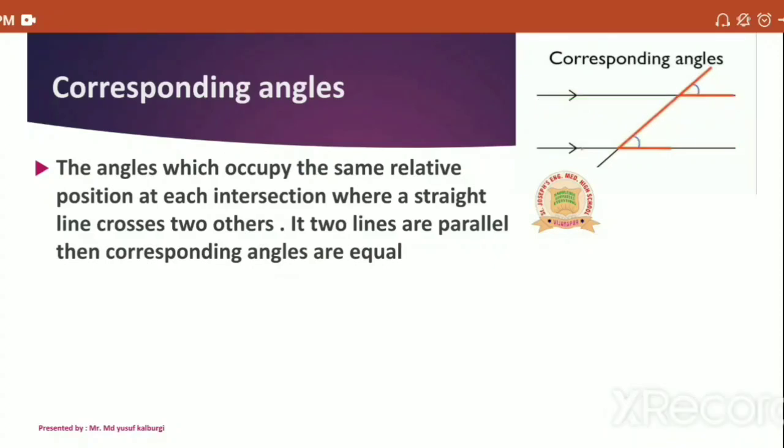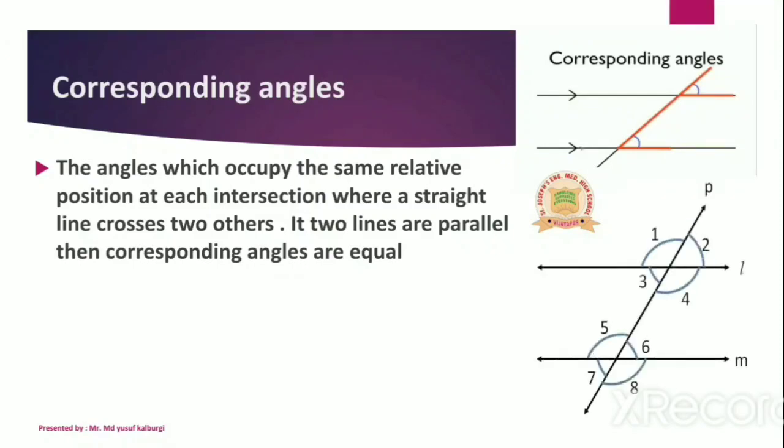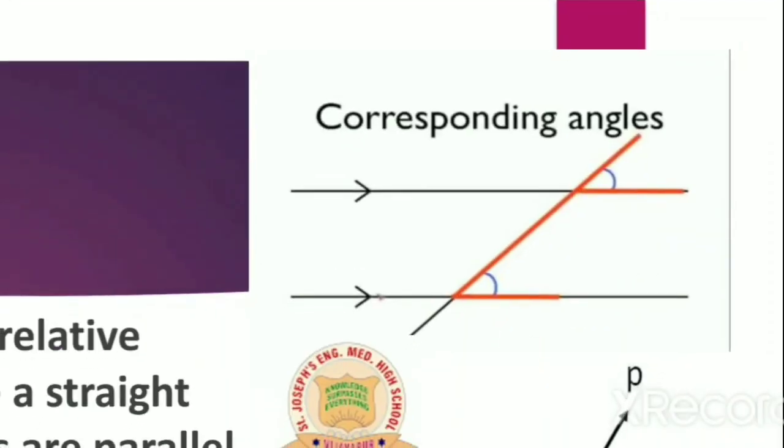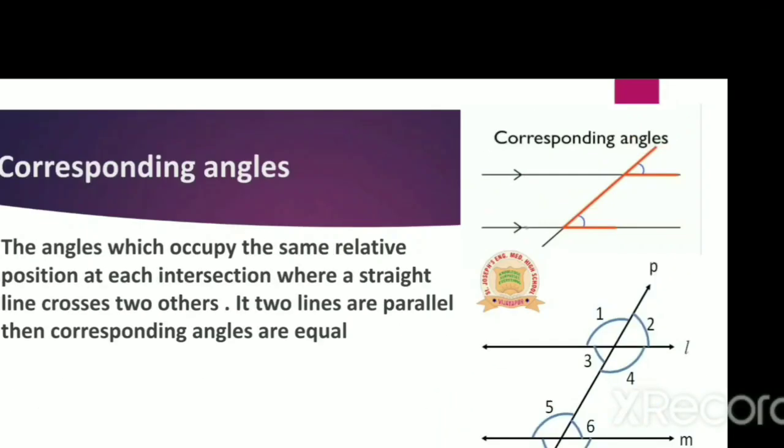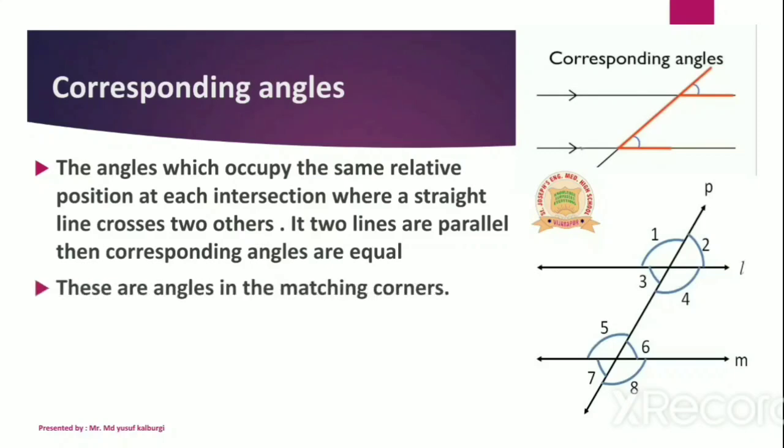Now, in this figure, can you identify one more corresponding angle? You can say that this angle is also the corresponding angle of this angle, because it is also occupying the same relative position. Before going on, I would like to say one more thing: these are angles in the matching corners. In simple words, corresponding angles are nothing but matching corner angles. In short, this is just to help understand.